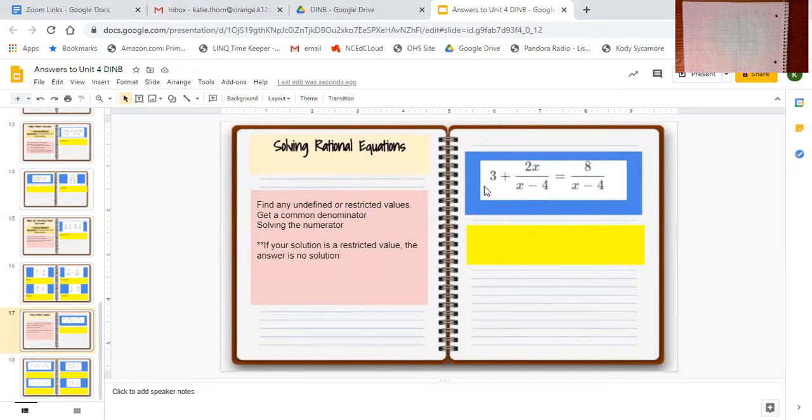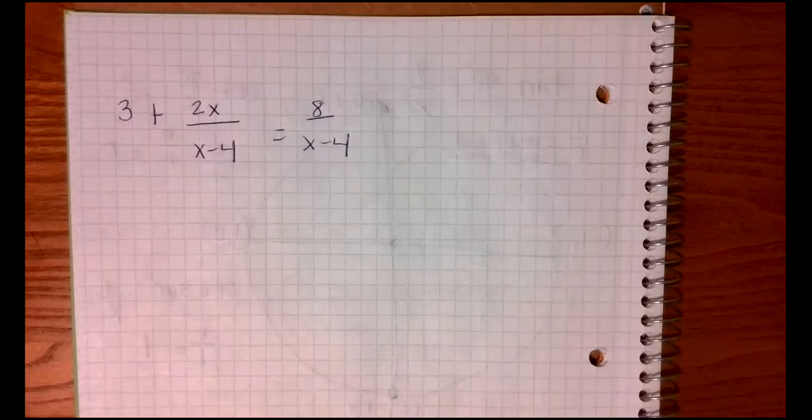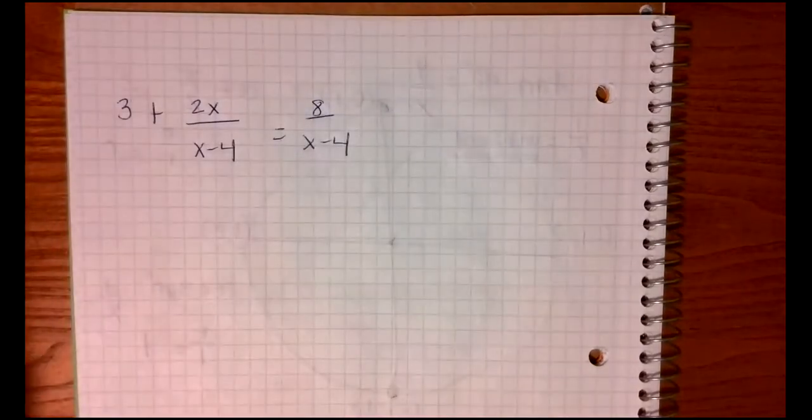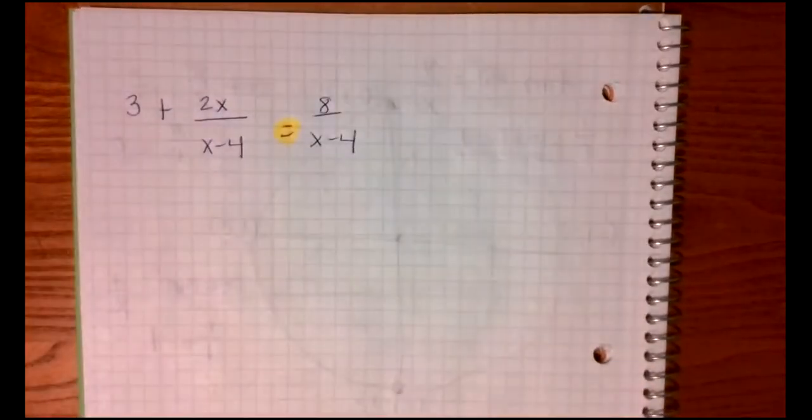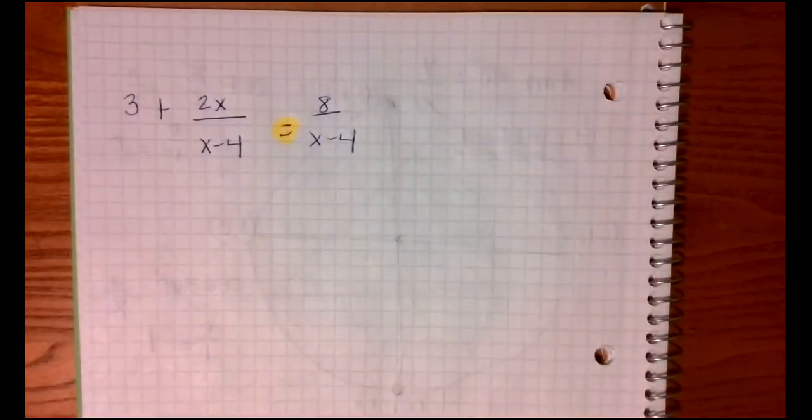Let's start on slide 17. I'm going to write that one down. 3 plus 2x over x minus 4 equals 8 over x minus 4. Now, a couple things. Again, there is an equals, which is what tells me this is an equation. It's what tells me it's different than yesterday when we had adding and subtracting expressions.